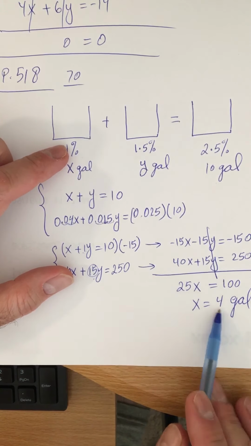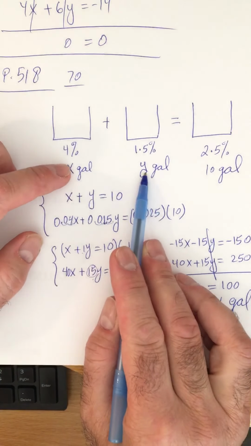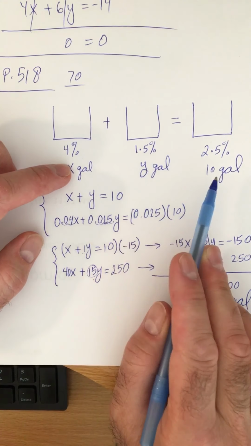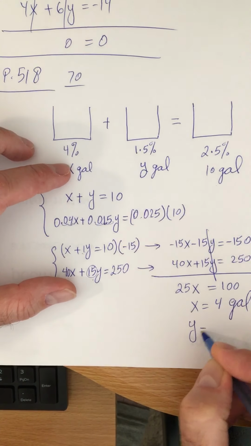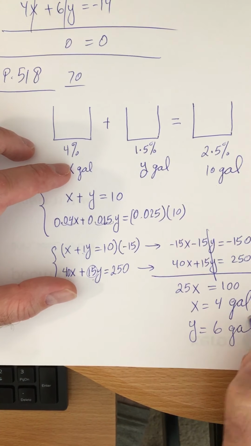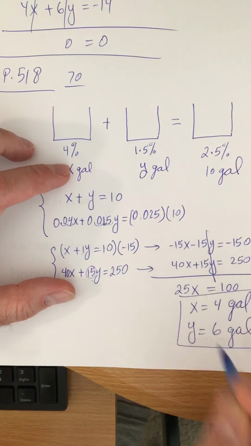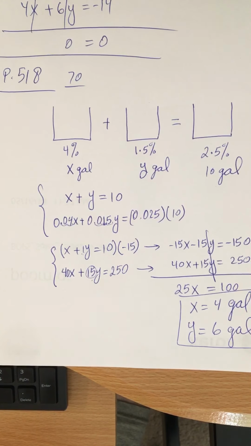So if I have 4 gallons here, how many gallons should I have here? I can have a total of 10 gallons. Then obviously y has to be 6 gallons. So we solved this problem by the method of systems of equations, using elimination. Okay.